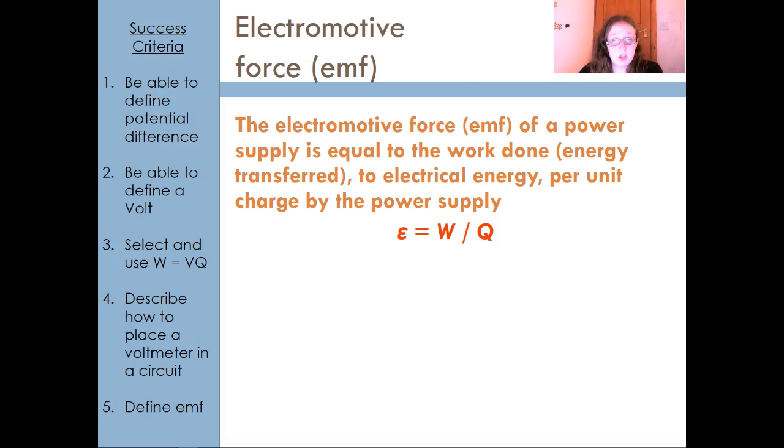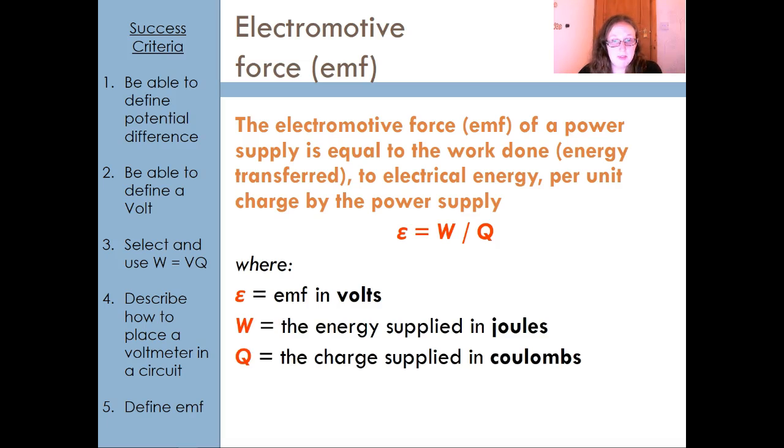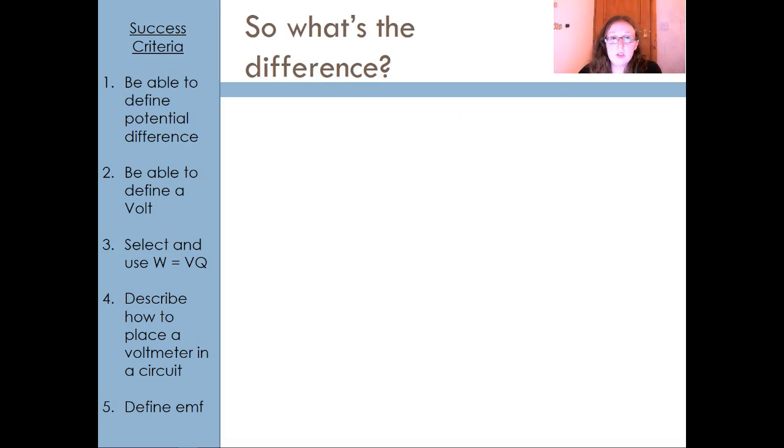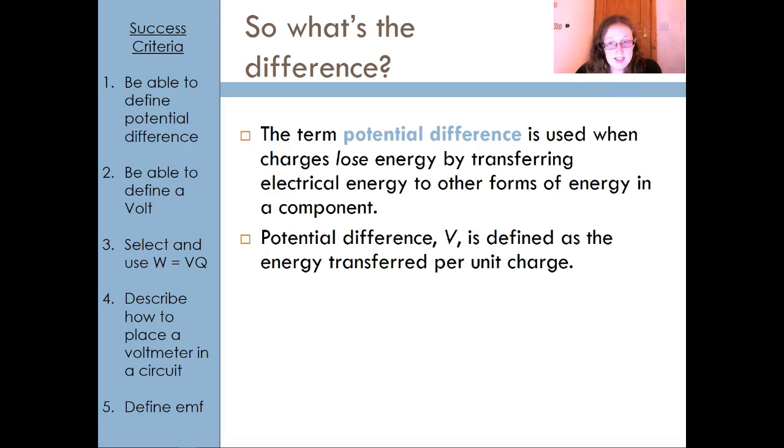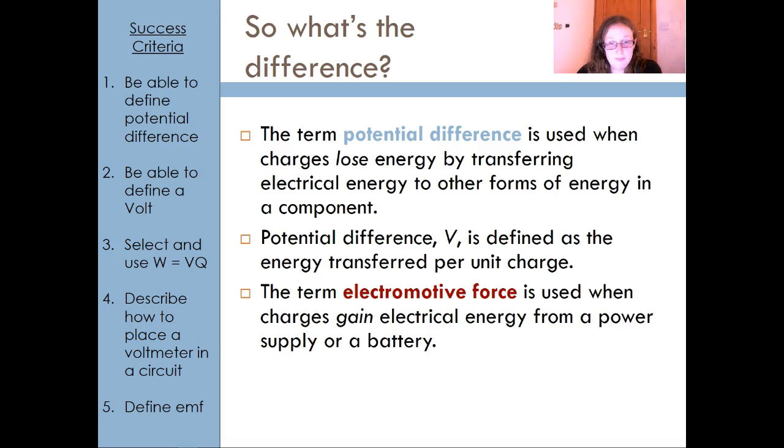We're just going to use an epsilon for the EMF, and it's work done per charge. So again, EMF is in volts, energy is in joules, and charge is in coulombs. So pretty straightforward. So to be clear, the difference. Potential difference is used when the charges are losing energy by transferring that energy to another form. So for instance, on passing through a light, the electrical energy is being transferred to light energy. It is defined as the energy transferred per unit charge, so it has that definition.